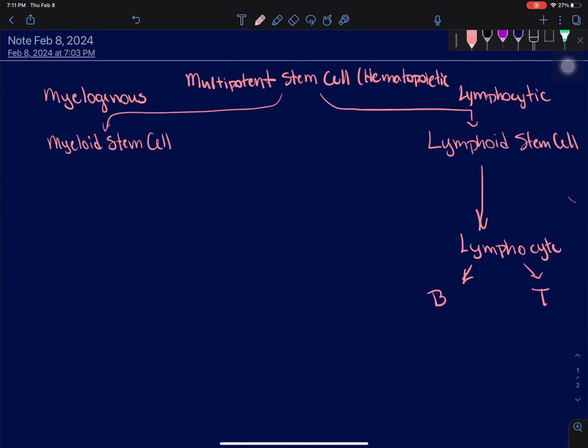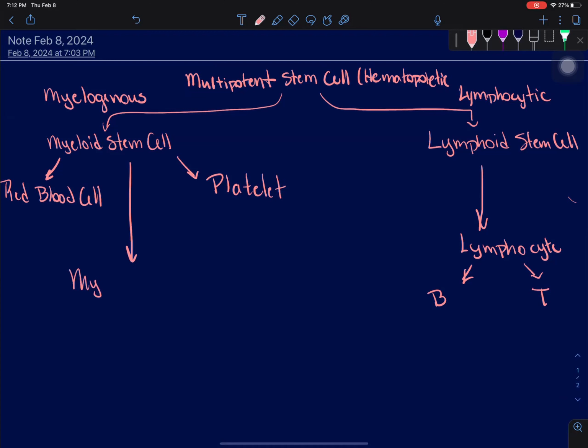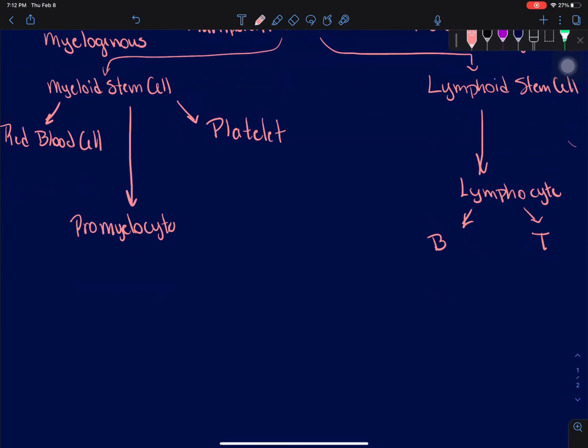Right? And so here, your myeloid stem cell can go into three. Well, again, there are more. We're going to focus on these. So it can become a red blood cell, it can become a platelet, or it can become a promyelocyte. Okay. Everything good so far?